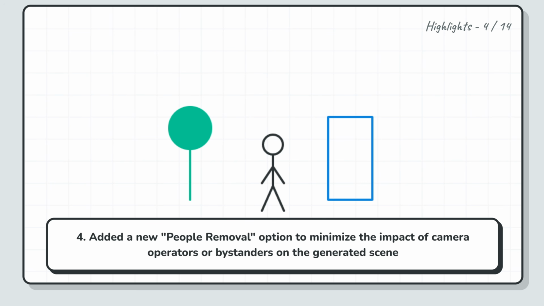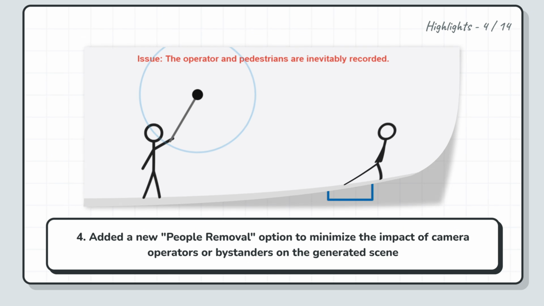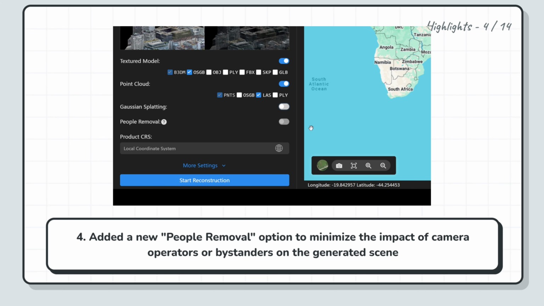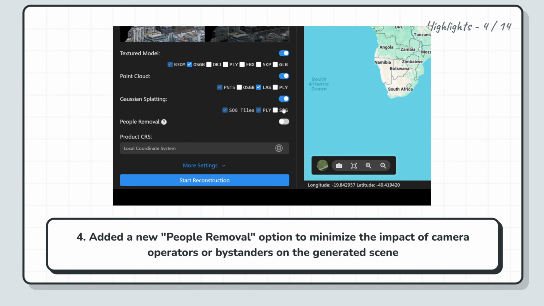Speaking of ground level and panoramic shooting, we know how frustrating it is when the photographer or bystanders end up in the shot. It's highly detrimental to the generation of a clean Gaussian splat scene. To fix this, we've introduced a brand new person removal option. Just toggle it on, and MipMap will automatically process and remove people from your final scene, making panoramic ground capture easier than ever.